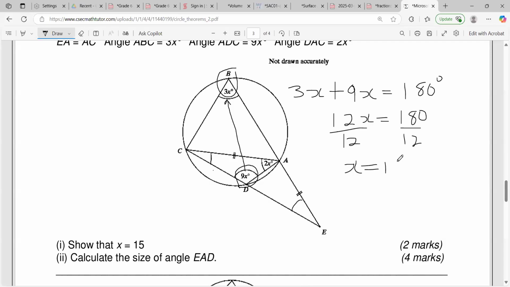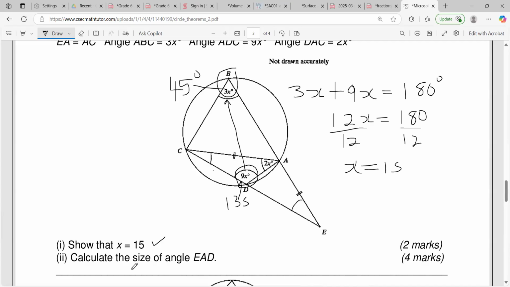If x is 15, it means the angle is going to be 3 times 15, right? So this is going to be 45 degrees. I think that's what they are saying. And then this is going to be 9 times 15. 9 ones are 90 plus 45, 135, right? So this is going to be 135. So it proves that the value of x is 15. So we'll get those 2 marks there.